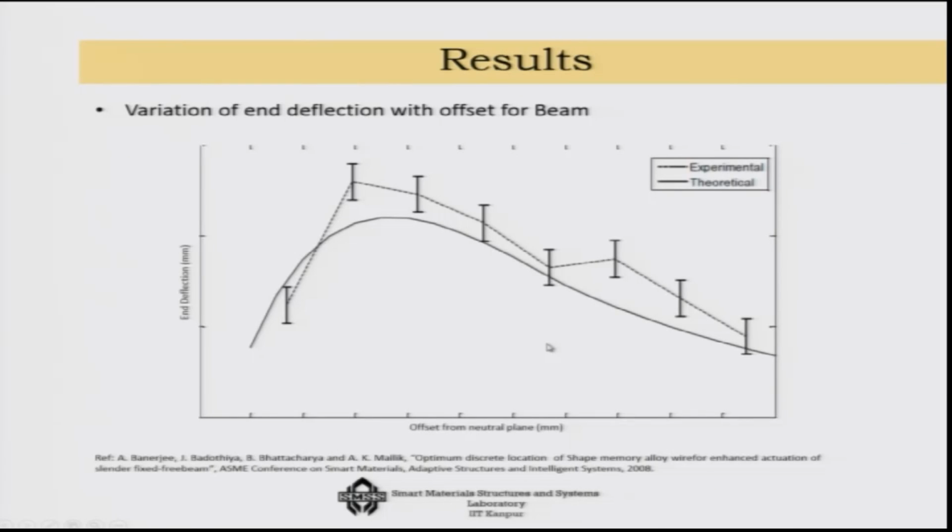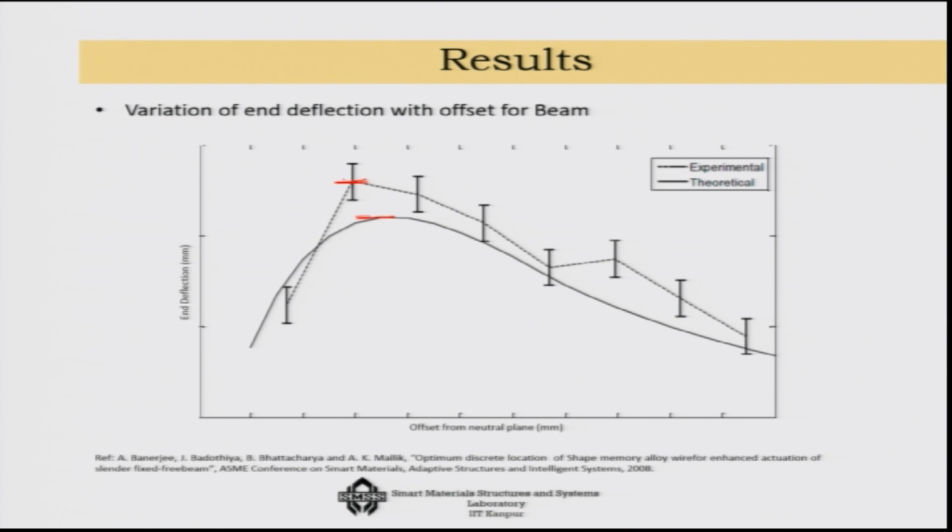Now, what we will be finding out is that as the offset is increasing, you are actually getting more and more end displacement. Both experimentally and theoretically we have seen that this is what is going to happen. Experimentally this is the peak, theoretically this is the peak. There is a bit of difference between the two, but it is true that with increase of offset the end deflection increases. However, as you further increase the offset, the tip deflection will come down.